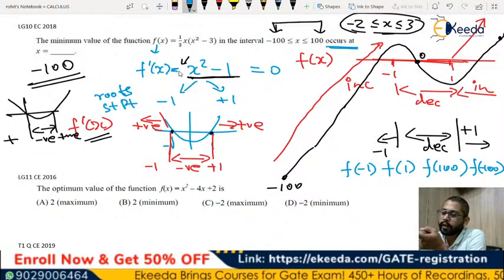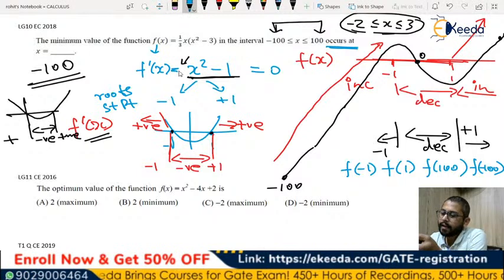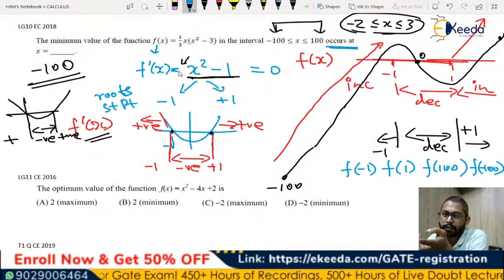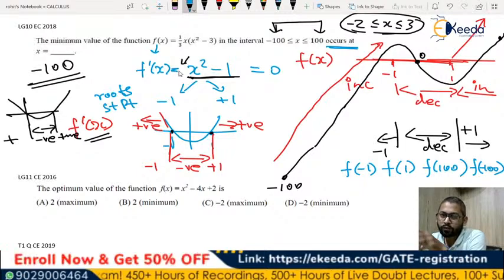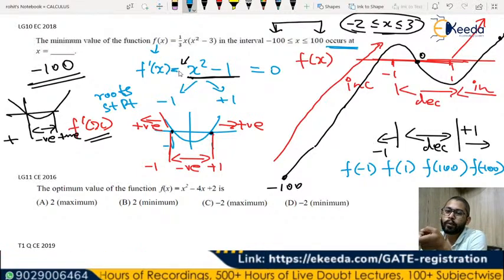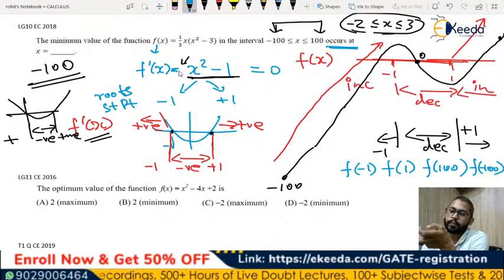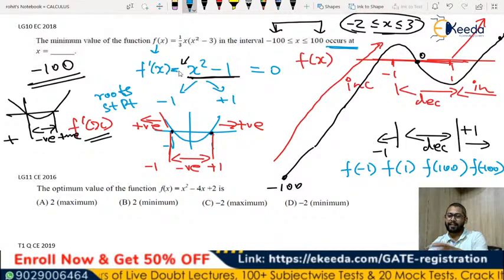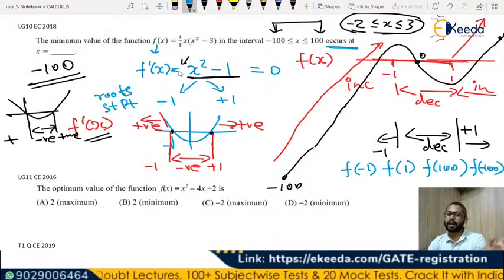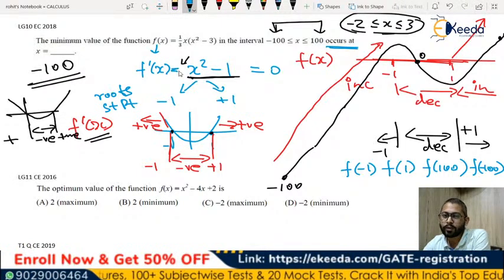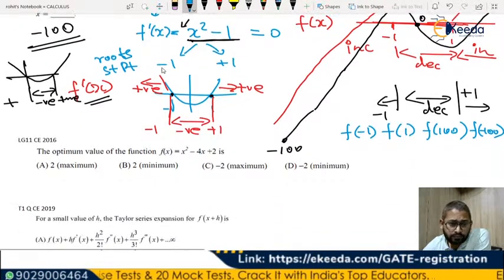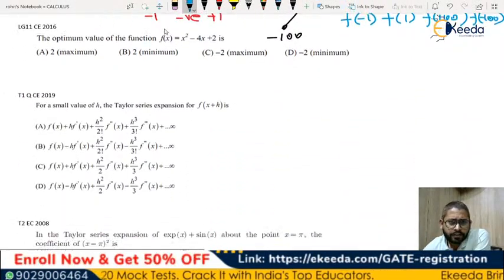So where do we have to check? We have to check at singular points, at end points, and at stationary points. A polynomial equation won't have singularity, so check at end points and at stationary points. So we have to check at 4 points. But if you know the nature without looking into this, you can say that minus 100 is going to have the smallest possible value and 100 is going to have the highest possible value. Let's move to the next question.